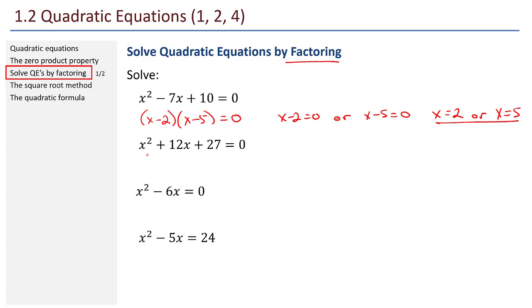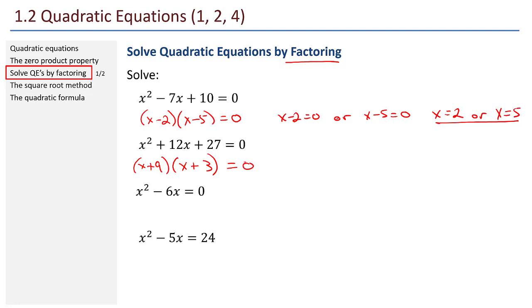Next problem. Let's factor x squared plus 12x plus 27. See, two numbers that multiply to make 27 and add to make 12. 27 is 9 times 3. 9 plus 3 is 12. So how about (x plus 9)(x plus 3)?